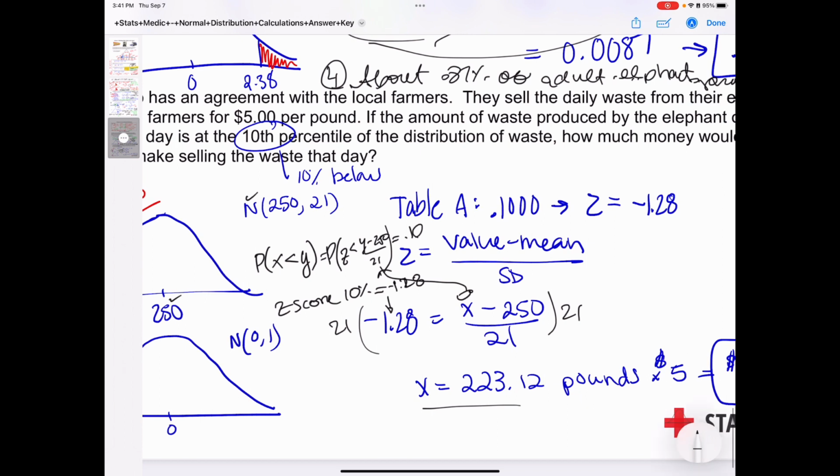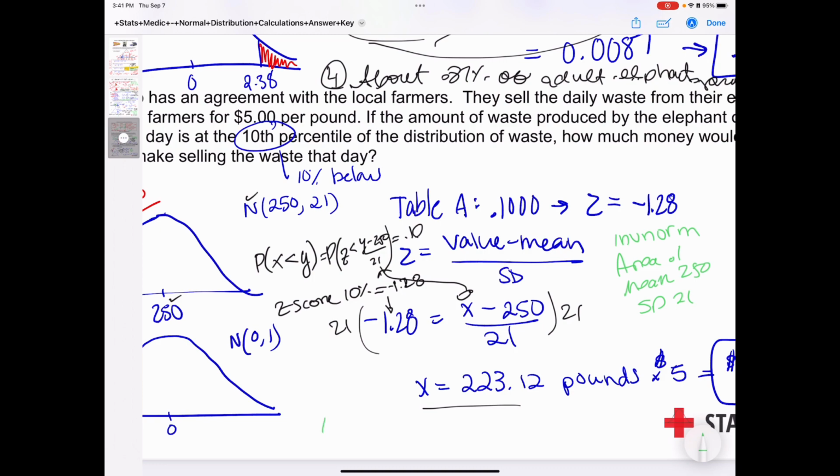All right, if you did this in the calculator, it would be inverse norm. And your area is going to be 0.1. The mean is going to be 250. And the standard deviation is 21.